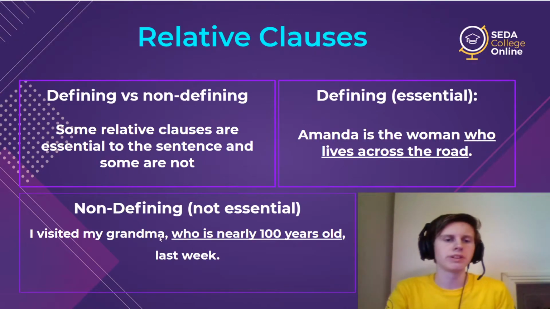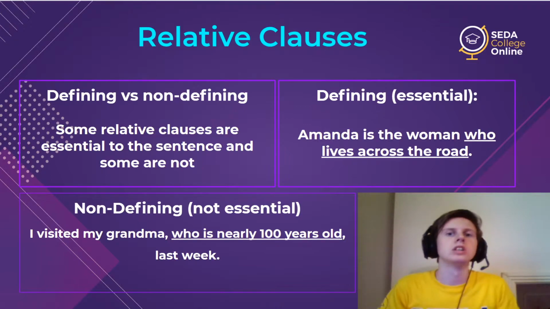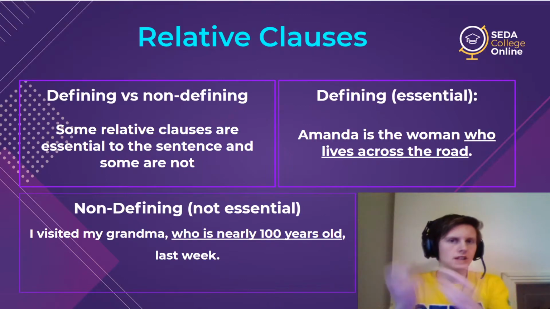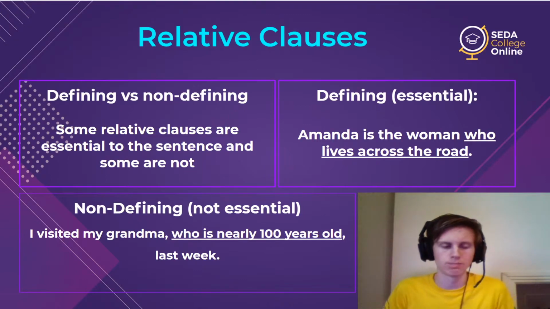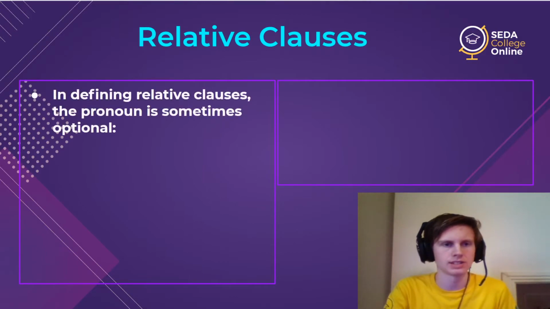And also know that for non-defining clauses, you must have a comma. So they're always separated by commas on both sides because they're extra. We don't need them, so I need the commas to show that they are additional information that I can remove from the sentence. Okay, so some additional notes about relative clauses.